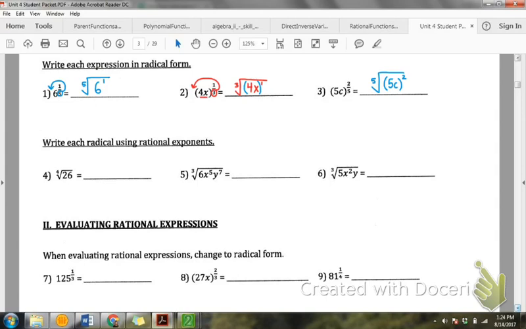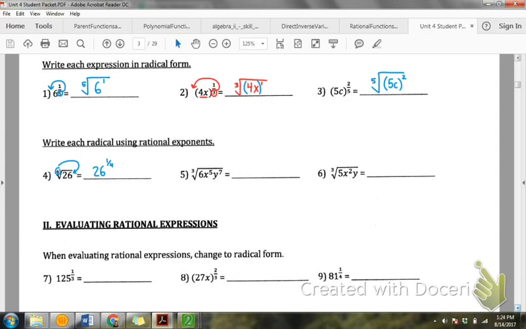So on 4 through 6, we're going the opposite direction. Okay, so we're going to take it out of the radical and we're going to put it into a rational exponent. So 26 is my number here. I know that 4 is going to come out to be my denominator. What number is right here with the 26 that's the numerator? A 1. So this is going to be 26 to the 1/4. Okay.